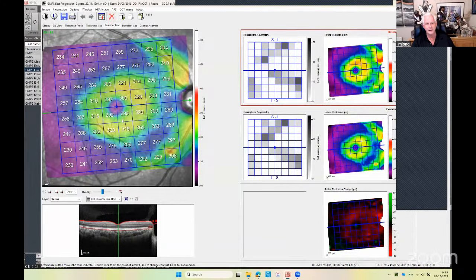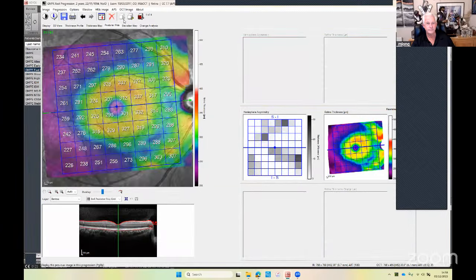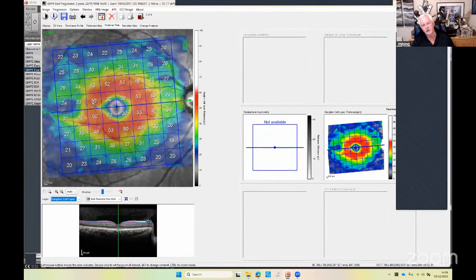So what's happening here? Let's look a little bit closer. Let's go backwards and let's look at the ganglion cell. So we have 50-50 across the horizontal midline, absolutely normal, nice looking, healthy.